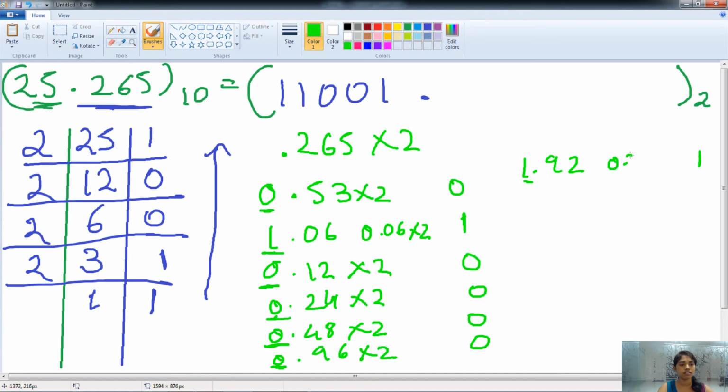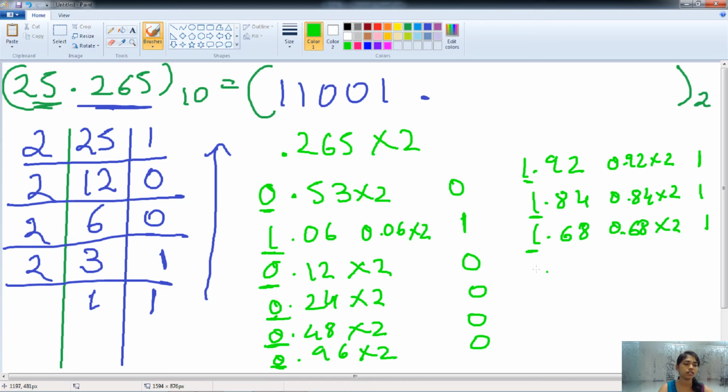Now there is remaining 0.92 into 2, so it would give us 1.84. So transfer this 1 here. Now 0.84 into 2 would give us 1.68. Transfer this 1 here. And 0.68 into 2 will give us 1.36. Transfer this 1 here. And so on. It seems like this will never end. So what is it? It is infinity. We have got an infinite solution.